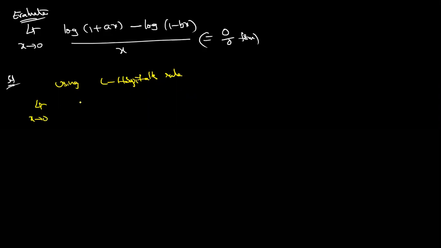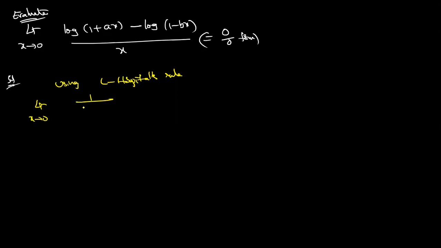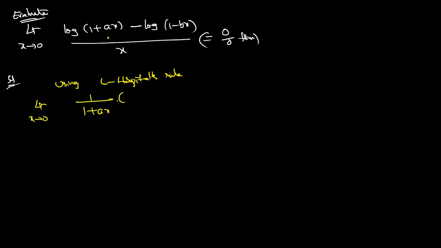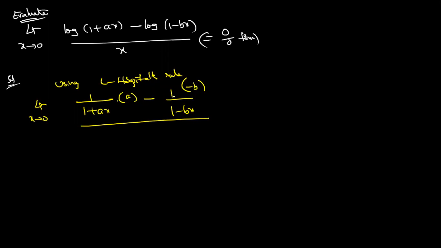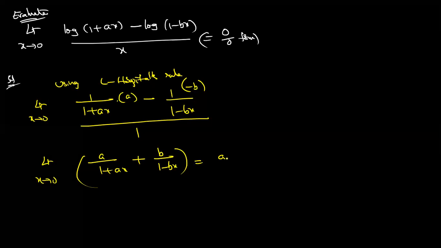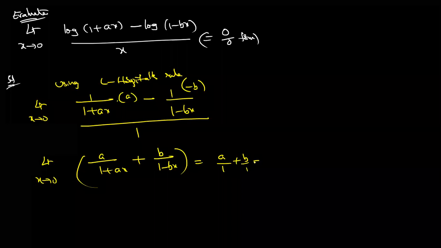L'Hospital's idea is there. Derivative of log means 1 by (1 plus ax) into derivative of ax, which is a, minus 1 by (1 minus bx) into derivative of (1 minus bx), which is minus b, whole divided by derivative of x, which is 1. Now simplify again. Limit x tends to 0 of a by (1 plus ax) plus b by (1 minus bx). Dear student, now put x is equal to 0. What is the result coming? a by 1 plus b by 1. Answer is coming. a plus b is the correct answer.